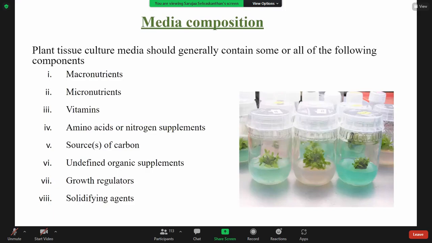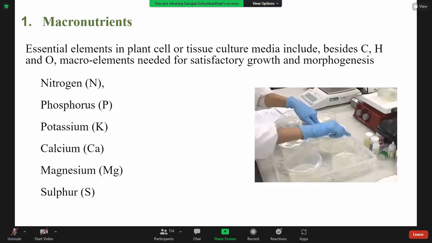Growth regulators, you know, auxin, gibberellin, cytokinin. These are the three important plant growth regulators used in plant tissue culture. Macronutrients, other than carbon, hydrogen, oxygen, for the growth we need nitrogen, phosphorus, potassium, calcium, magnesium, sulfur. So for the macronutrients, we are going to prepare two stock solutions, stock A and B. I will tell you, right?